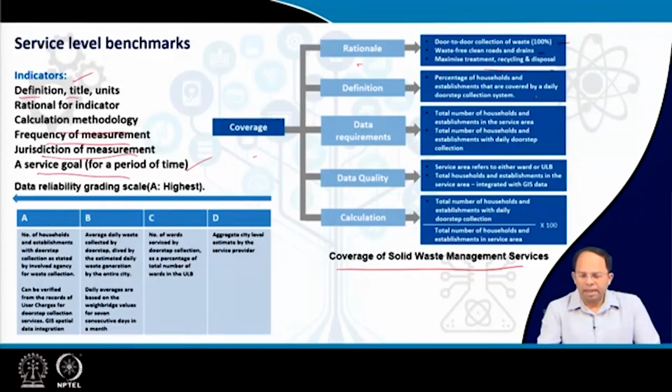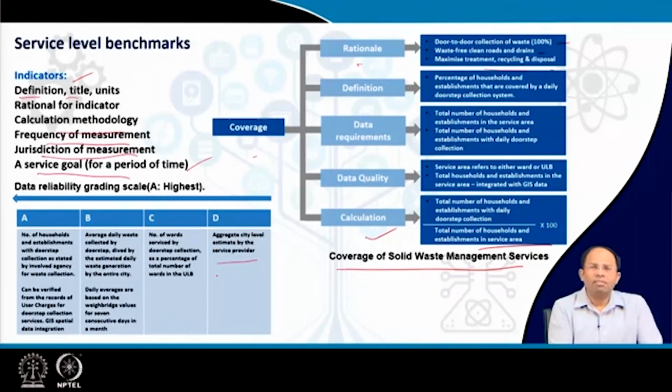That's the definition. Data requirement, we require two data points. One is the total number of households and establishments of the service area, and the total number of households and establishments with daily doorstep collection. So obviously if I divide one by the other and multiply by 100, I get the percentage of households which are covered by this doorstep collection. So this is the final measure, right? Now coming to the data reliability part, the D level of data reliability is where the service provider gives a very broad aggregate level value, right? So that's a D level of service. There is no data recording.